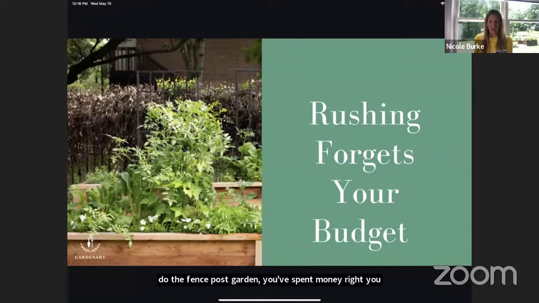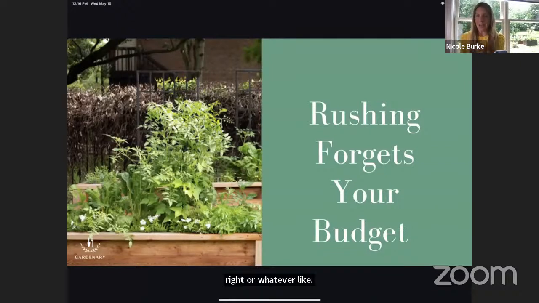And then if it's not right, if you decide, oh, actually I wanted a nicer garden or a nicer bed, well, it's too late, right? Because you've already spent part of your money on that first bed that you tried. And so it's like, oh man, I tried to save money, but you end up needing more money in the end. So rushing forgets our plan, our priorities, and our budget.